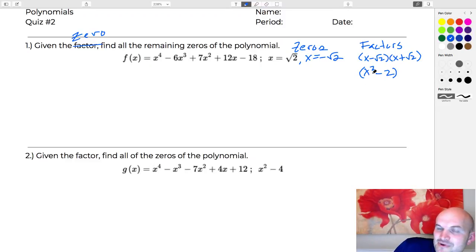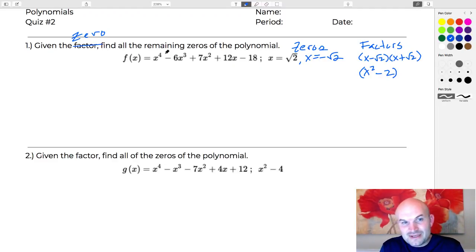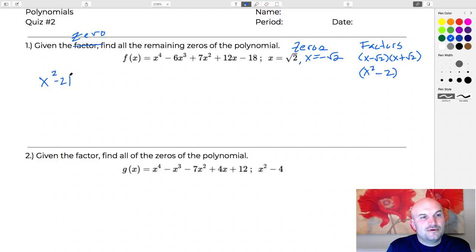So we can take the x squared minus 2 and divide that. But rather than using synthetic division where we'd use the zeros, we're going to want to use long division. So what I'll do is set up the long division algorithm. So I'll have x squared minus 2.